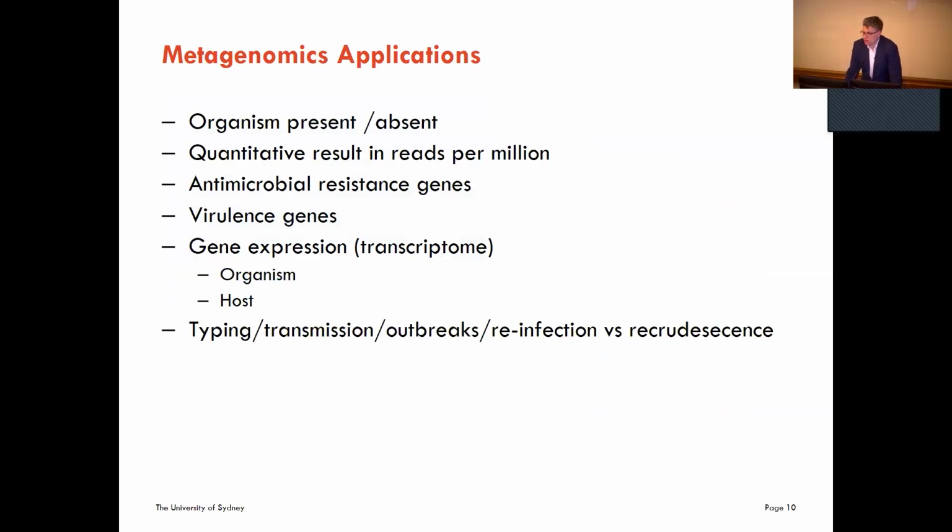Increasingly, with really, really high intensity sequencing, you can also start looking at what genes are being expressed by looking at the transcriptome through mRNA transcriptomics. You can do that for the organism, and I think very excitingly, you can also do that for the host. Because it's a profile of the entire organism, you also automatically get things like typing, which then allows you to explore hypotheses around transmission, disease linkage, outbreaks, reinfection, recrudescence.